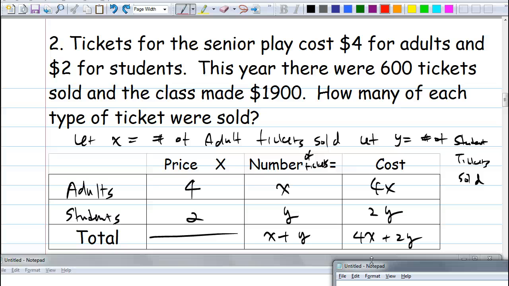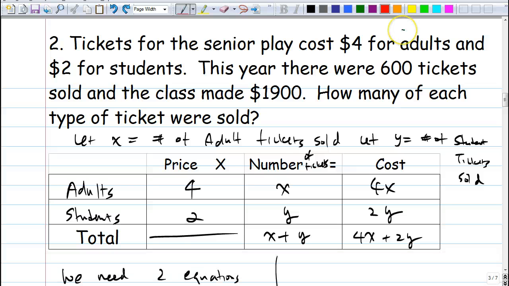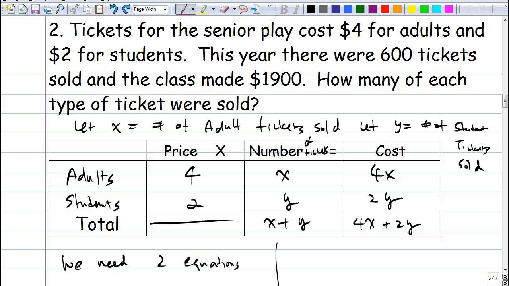I'll wait for you. Okay, go ahead, everybody try. First of all, come up with those two equations, and then I will solve. I'll give you time to solve. So here we go. We need two equations. Somebody give me one of them. We're using two variables, so we need two equations. How about Sammy? x plus y equals 600.